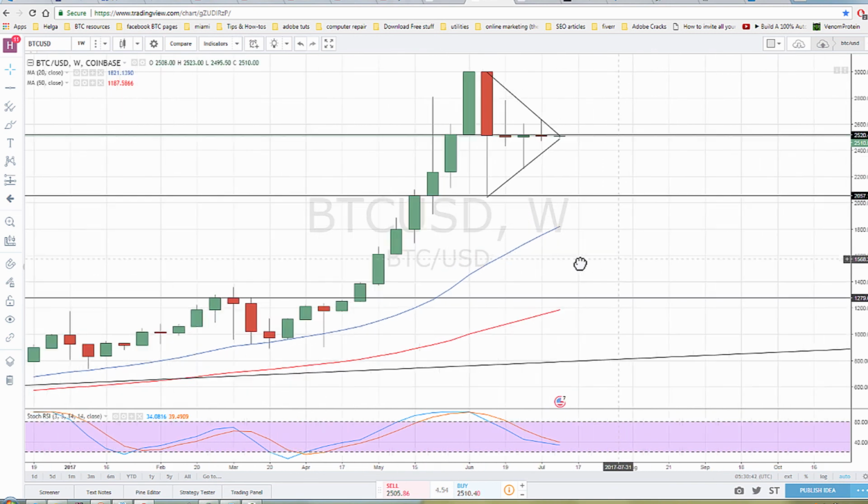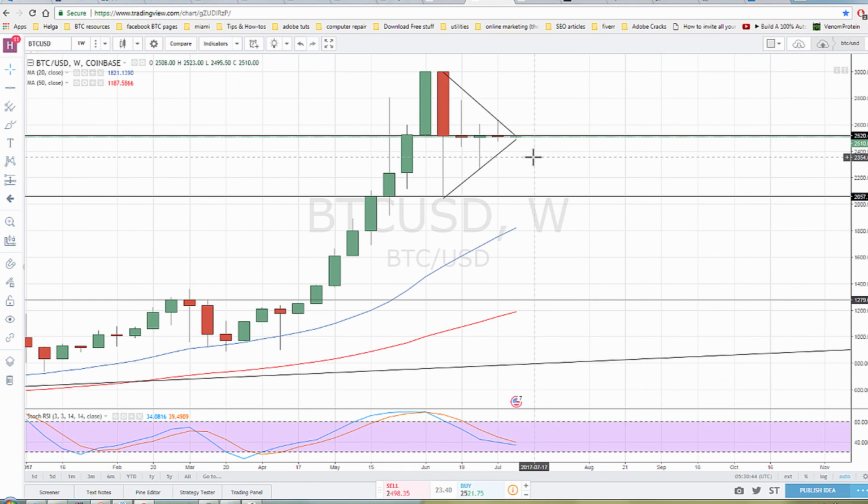So I cannot make any prediction really on the weekly candles, and I'm not even going to speculate. I'm going to leave it here. I think I said everything I wanted to say.